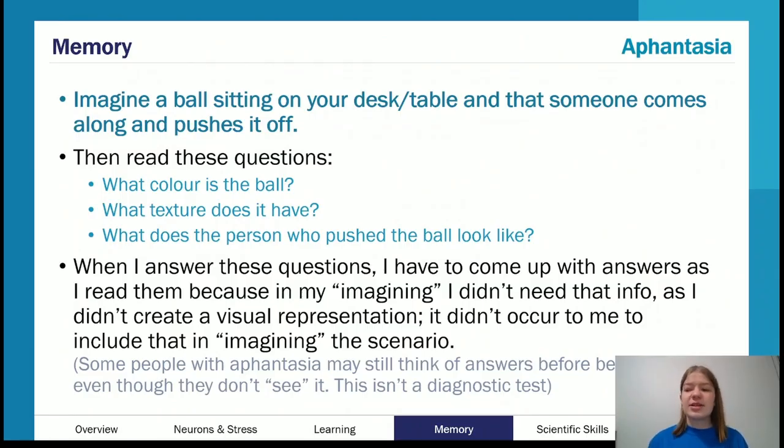This isn't a diagnostic test, but just to give you an idea, imagine that you have a bowl sitting on your desk or table, someone comes along and pushes it off. Then consider these questions. What color is the bowl? What texture does it have? What does the person who pushed the bowl look like? I asked this of someone who doesn't have aphantasia, and they had answers to these different things, because in the process of imagining, they're constructing a visual scene. But when I answer these questions, I didn't really consider that kind of information because I wasn't creating a visual scene. So it didn't occur to me to include that in imagining this scenario.